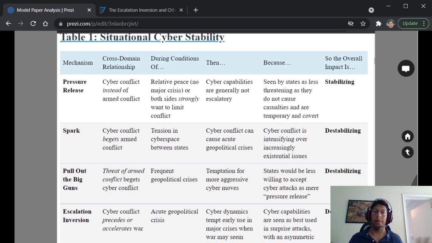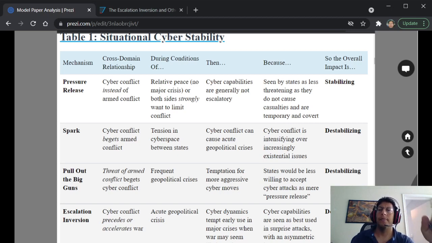4 is a good number. By good, I mean that's what most people do in terms of presenting this little model. And I like that they have a table of it and present it very clearly. And this is the one. So they have here's the mechanism: pressure releasing, sparking a conflict, pulling out the big guns, escalation, inversion, which is where the title of the paper is. That's what the title is.